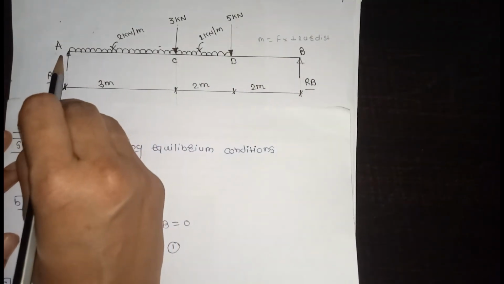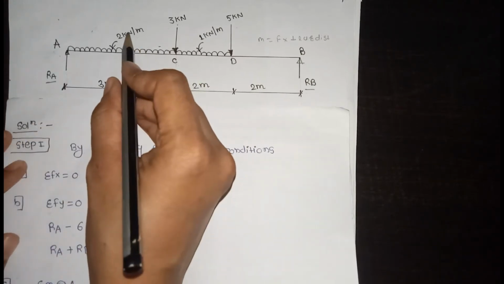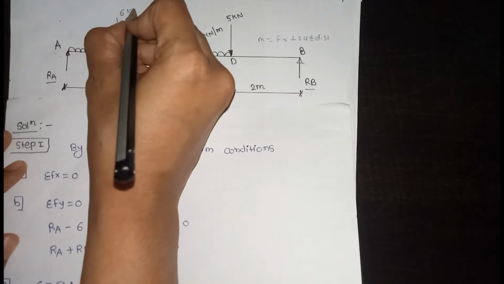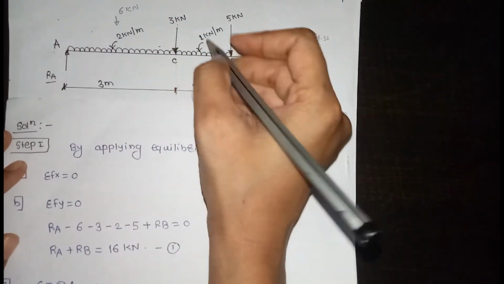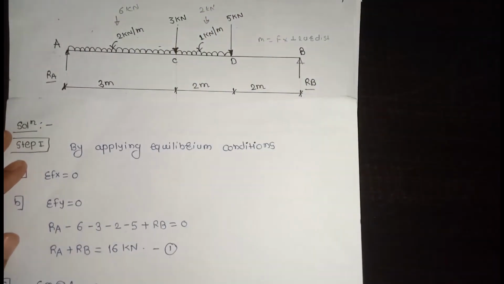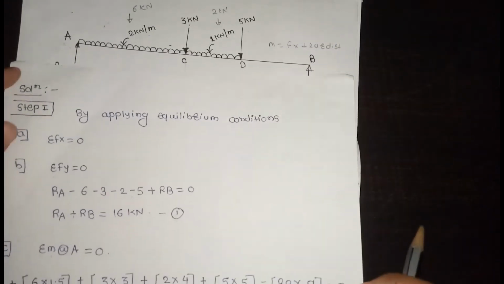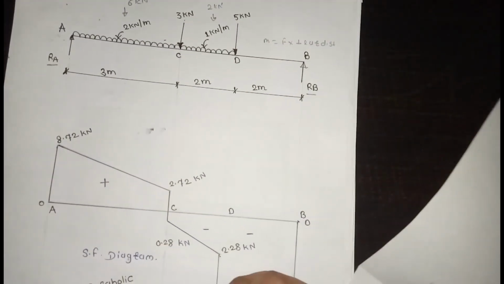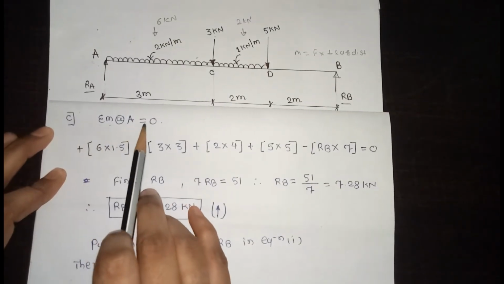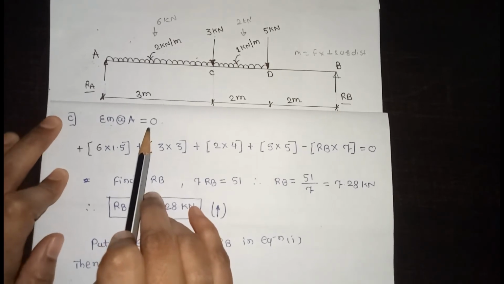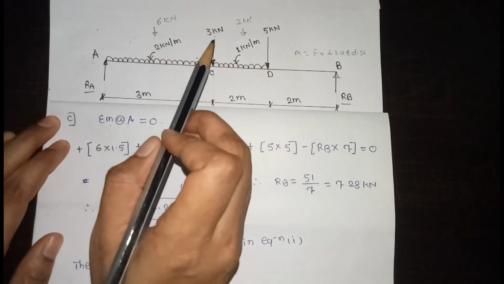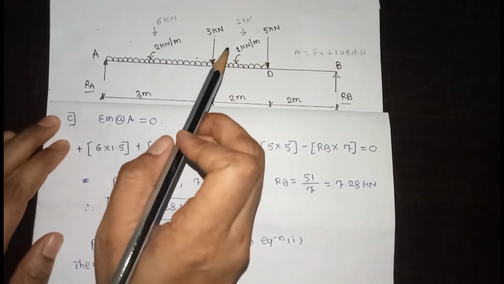So at point A, first of all decide the rotations. This is the UDL, converted to 6 kN, 2 into 3, and 1 into 2 is the 2 kN. Okay. Then summation moment at point A is equal to 0. First of all, decide the rotations. Clockwise moment is taken as positive and anti-clockwise moment is taken as negative direction.